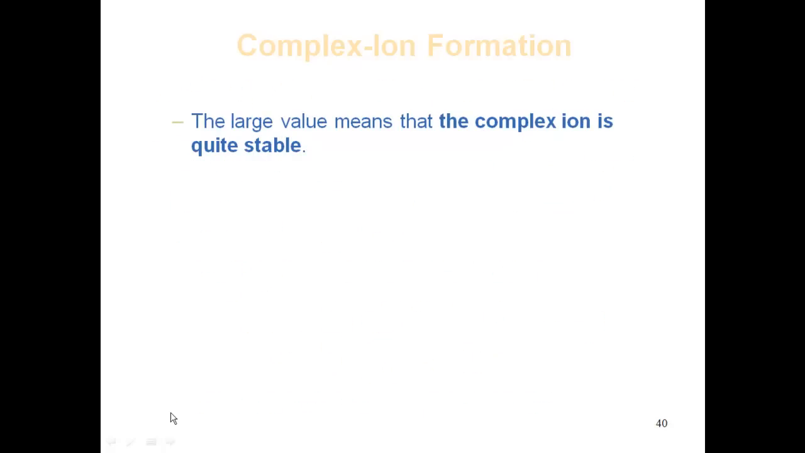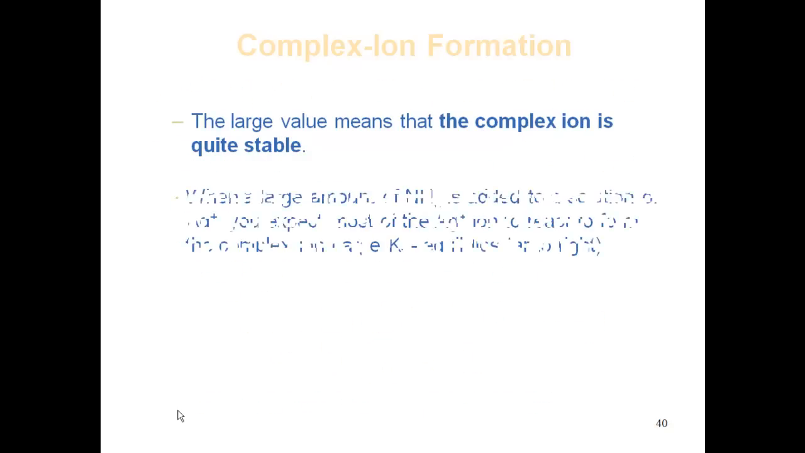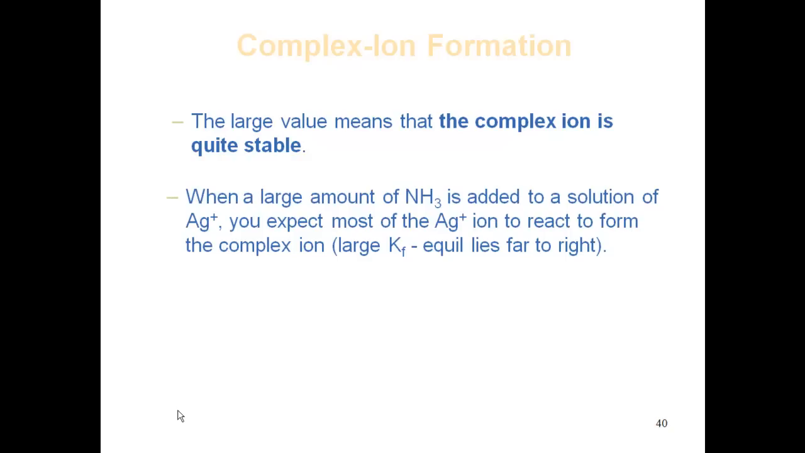A large value means that the complex ion is quite stable. When a large amount of ammonia is added to a solution of silver, you expect most of the silver ion to react to form that complex ion. It has a large Kf, therefore the equilibrium lies far to the right. We handle these calculations the same way we did with any other K. Okay, we can work these calculations the same way we did previous problems.